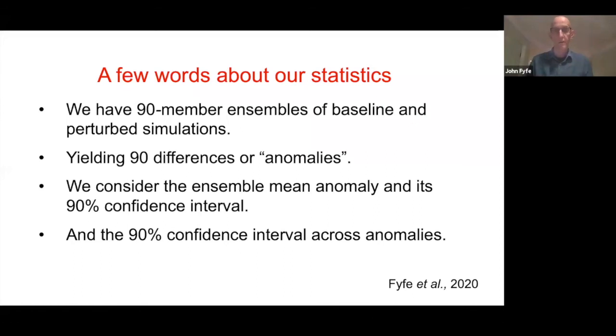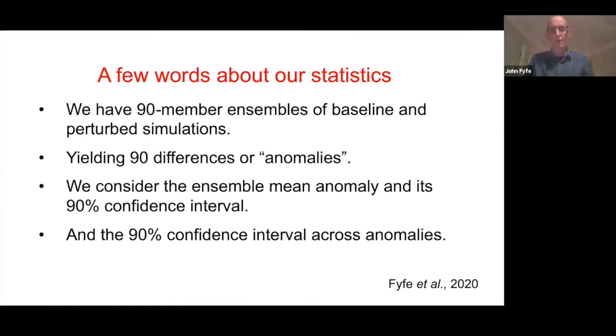And statistically, what we do when we're looking for a signal is we consider the ensemble mean anomaly. That is the average anomaly over the 90 members that we have. And we compute its 90% confidence interval. Now, the confidence interval allows us to judge whether or not that ensemble mean anomaly is significant. It's one thing to have an anomaly, but we have to demonstrate that it's robust. And that's how we do that here, very simply.